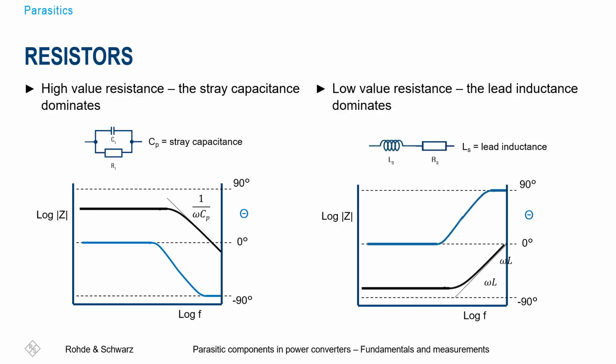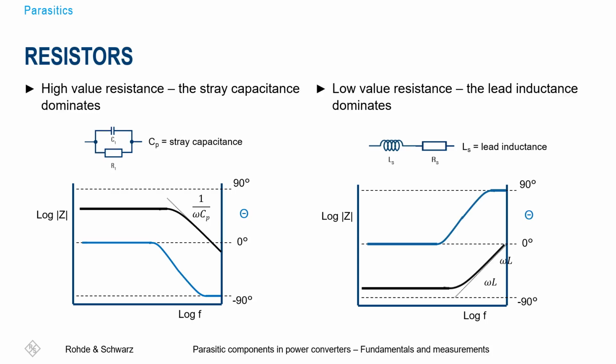The opposite happens for a low value resistance. The lead inductance dominates in this case. The resistor is modeled in series with this lead inductance, and here we have that for low and mid frequencies, the impedance will be constant with an angle of 0, and then after a certain point, this impedance will increase and the angle will increase as well until it reaches the 90 degrees.